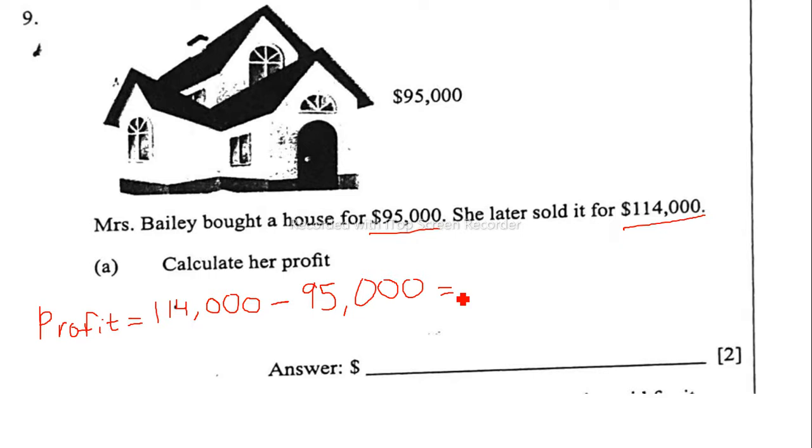So 114,000 minus 95,000. That's certainly 19,000. So 19,000 is the correct answer. Alright, so let's move on.